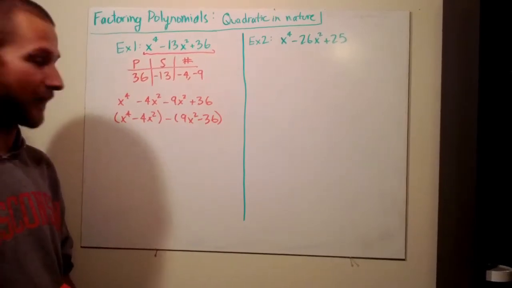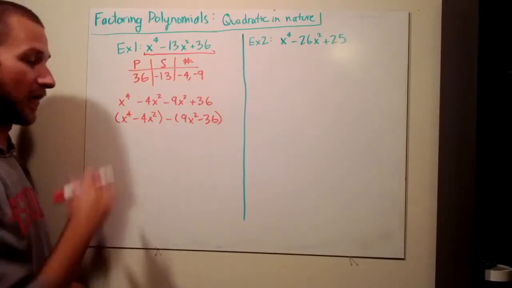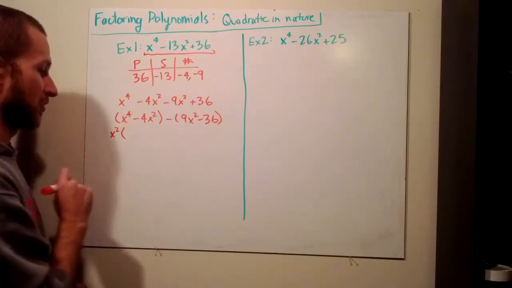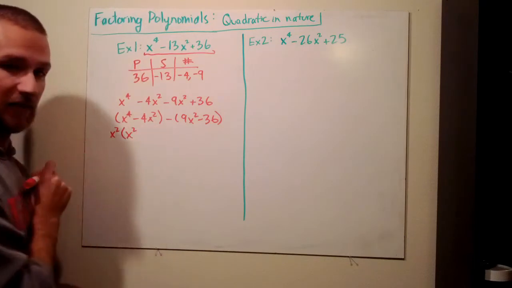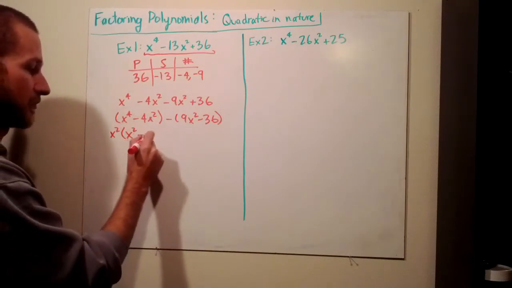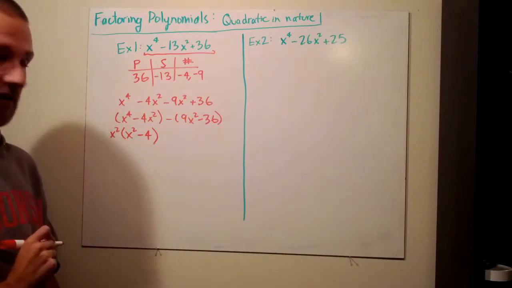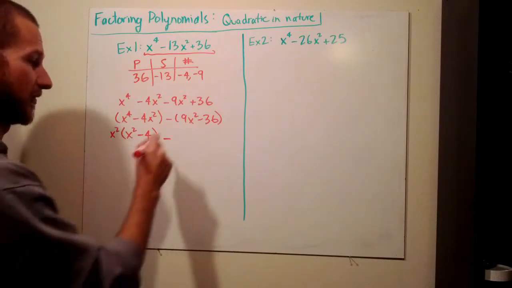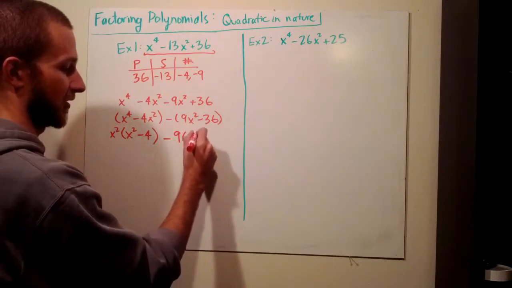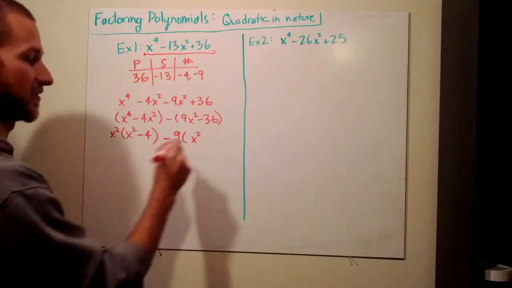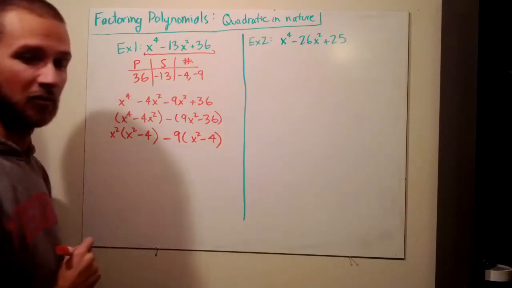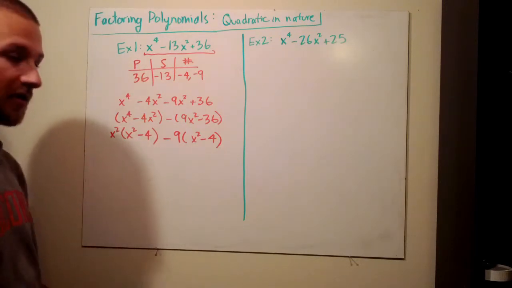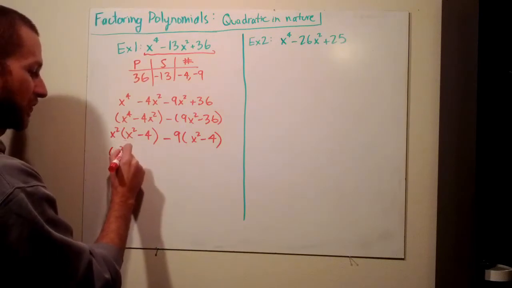Here, factor out the greatest common factor. x to the 4th minus 4x squared: the most that they share is x squared. So x squared times x squared gives me x to the 4th, and x squared times minus 4 gives me minus 4x squared. Subtracting, I can take a 9 out of both of these. I take a 9 out of 36, and I'm left with minus 4. At this point, I have the same binomial, so I can take that binomial out: x squared minus 4.